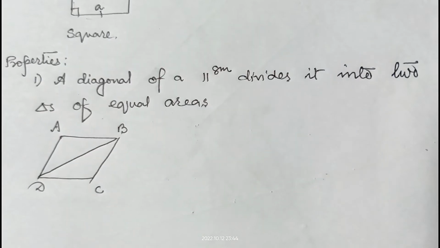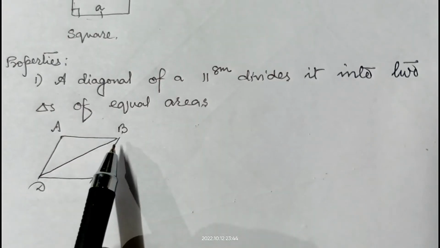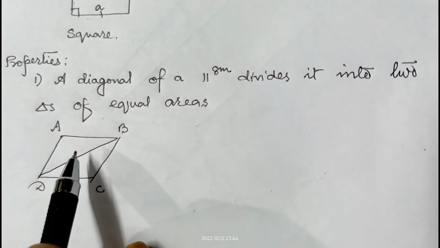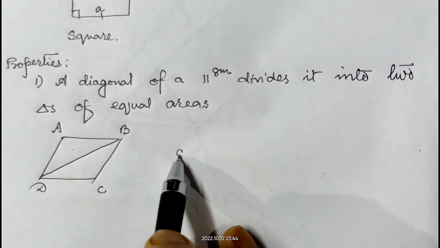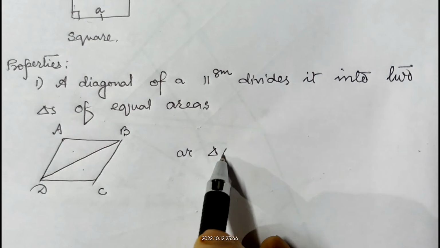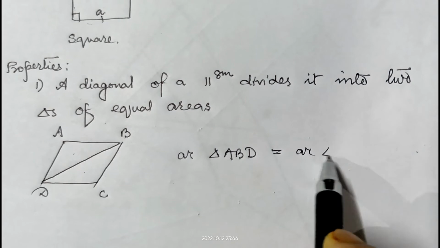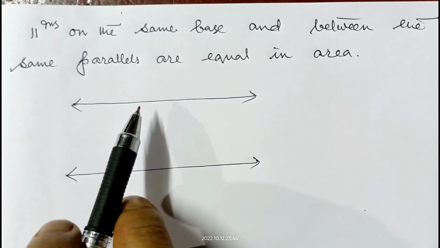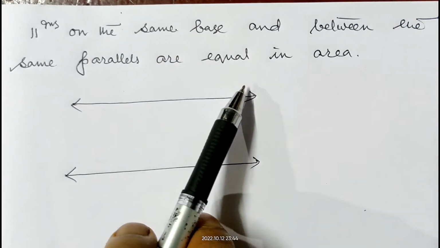In this chapter, we have to remember certain properties which are required while doing the sums. Suppose ABCD is a parallelogram and BD is one of its diagonals, then this diagonal will divide this parallelogram into two parts and the areas of both the parts will be the same. So we can write area of triangle ABD will be equal to area of triangle BCD.